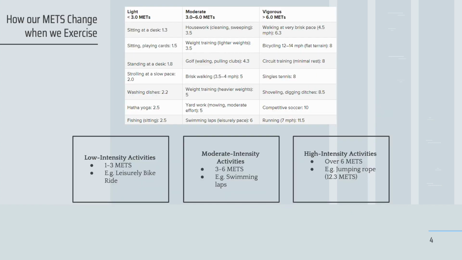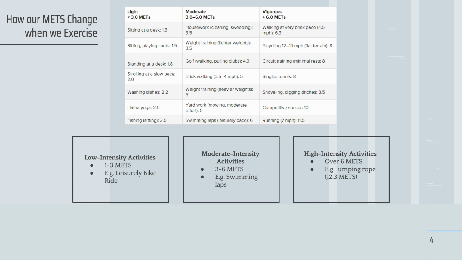So as we mentioned, one MET is the energy you spend sitting at rest. It's your resting or basal metabolic rate. So for example, an activity with a MET value of 4 means that you're exerting 4 times the energy that you would if you were sitting still. So how vigorously you do the activity will impact your MET score.